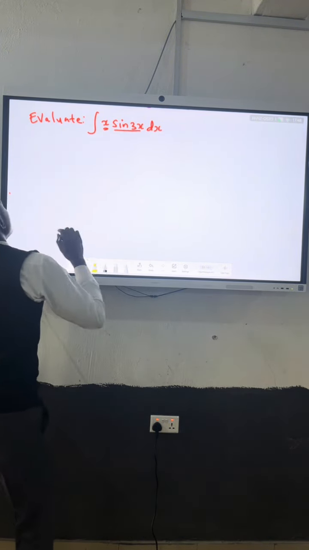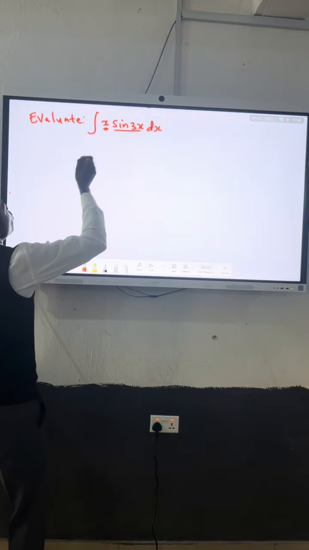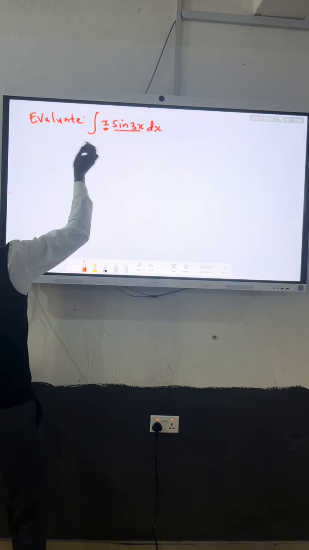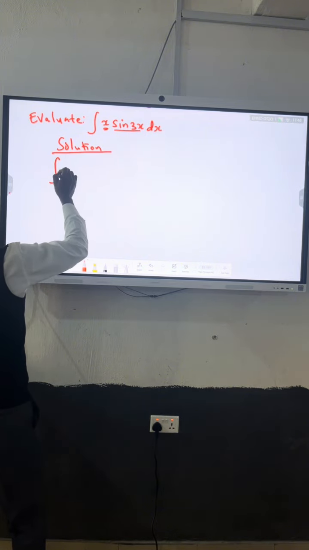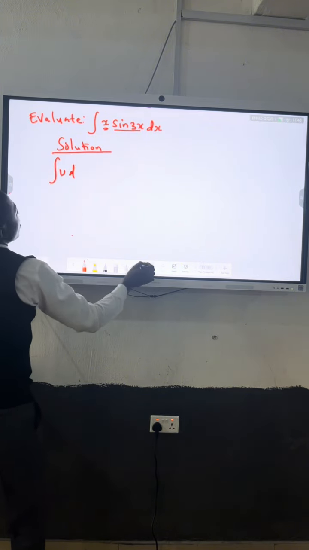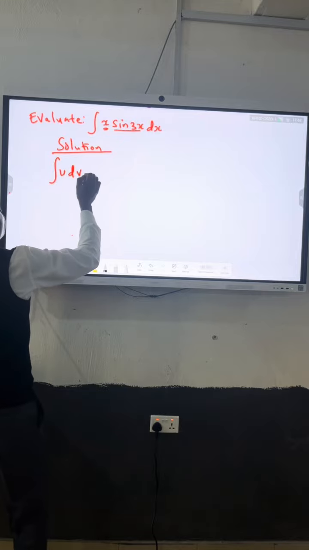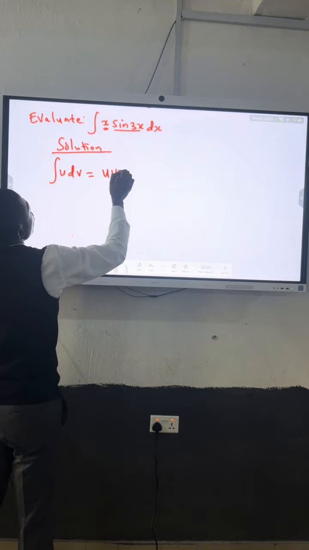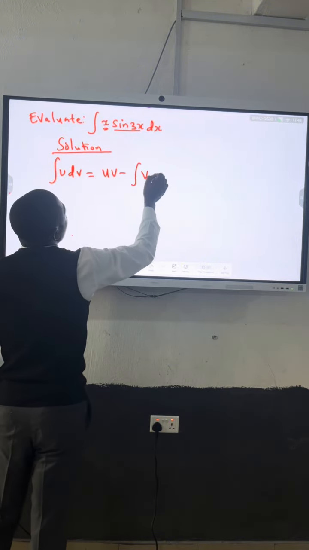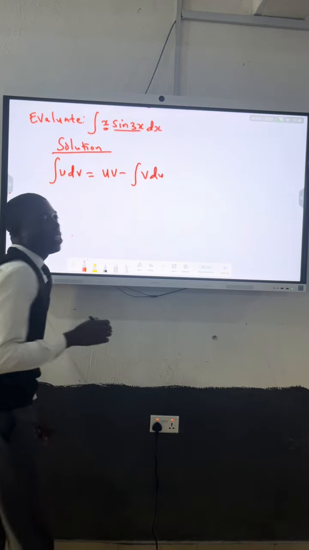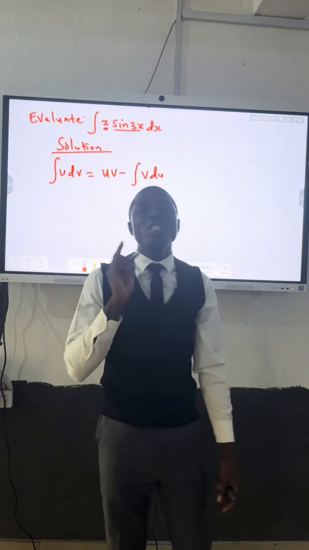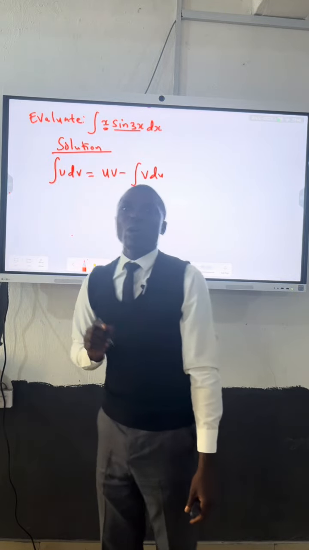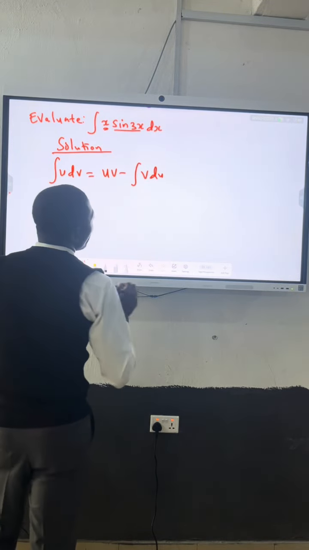Now, the first thing to do is the formula. So we're going to have the solution. The formula is the integral of u dv is equal to uv minus the integral of v du. This is how we have it first. But the choice of your u is very, very important. What you select as your u is very important.